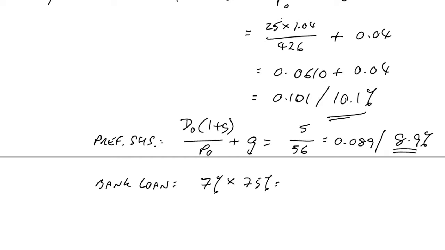So the cost of the bank loan, 5.25%. So those three, nice and easy. The remaining one isn't hard, but certainly takes that little bit longer, the loan notes.